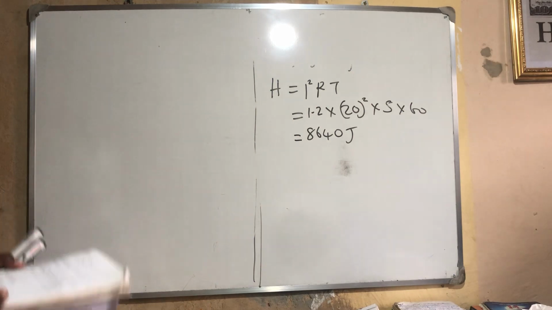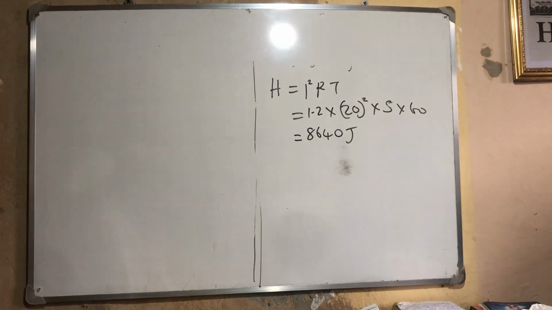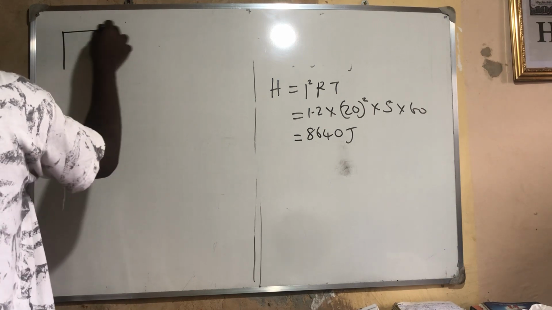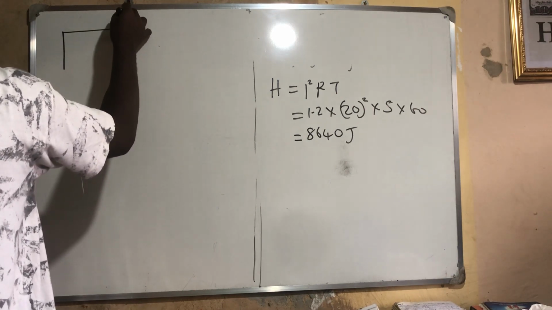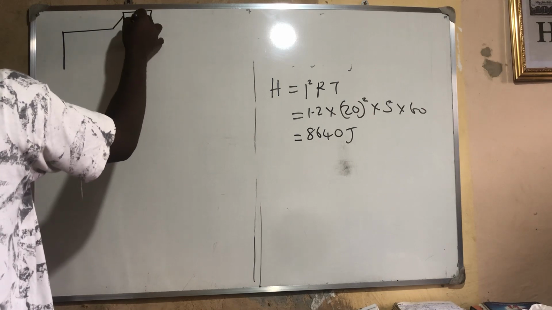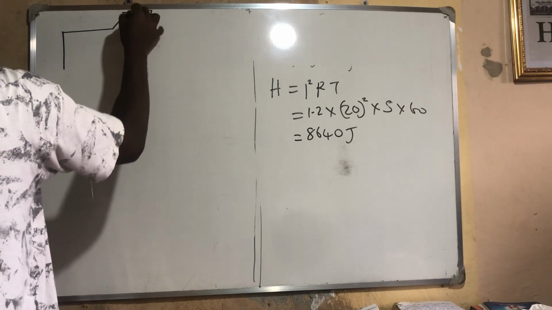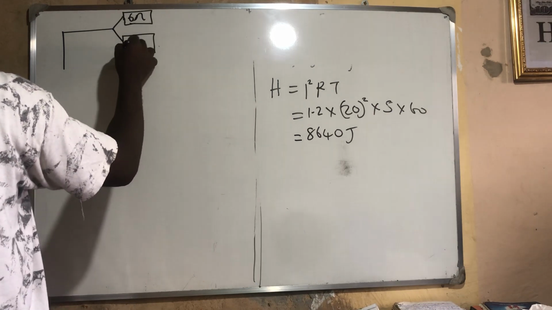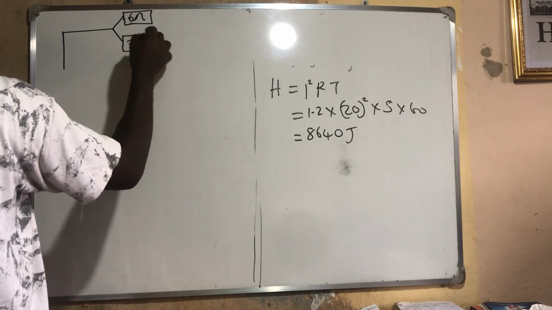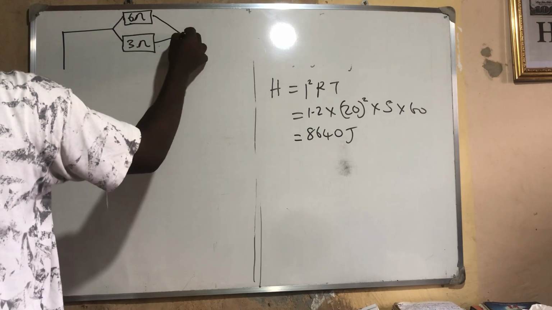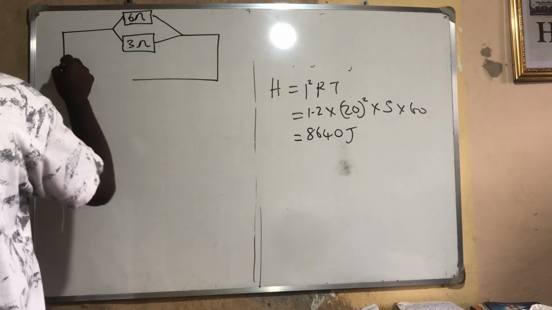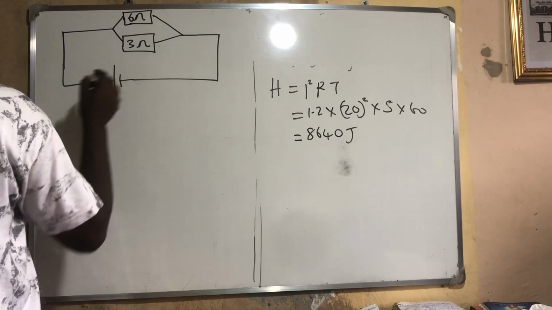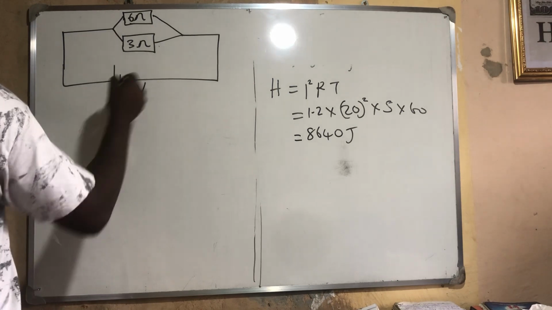Okay, let me check my time. Let's solve this question. They gave us this one like this as 6 ohms, and this one like this as 3 ohms. These two meet here. And I have something like this, 12 volts.